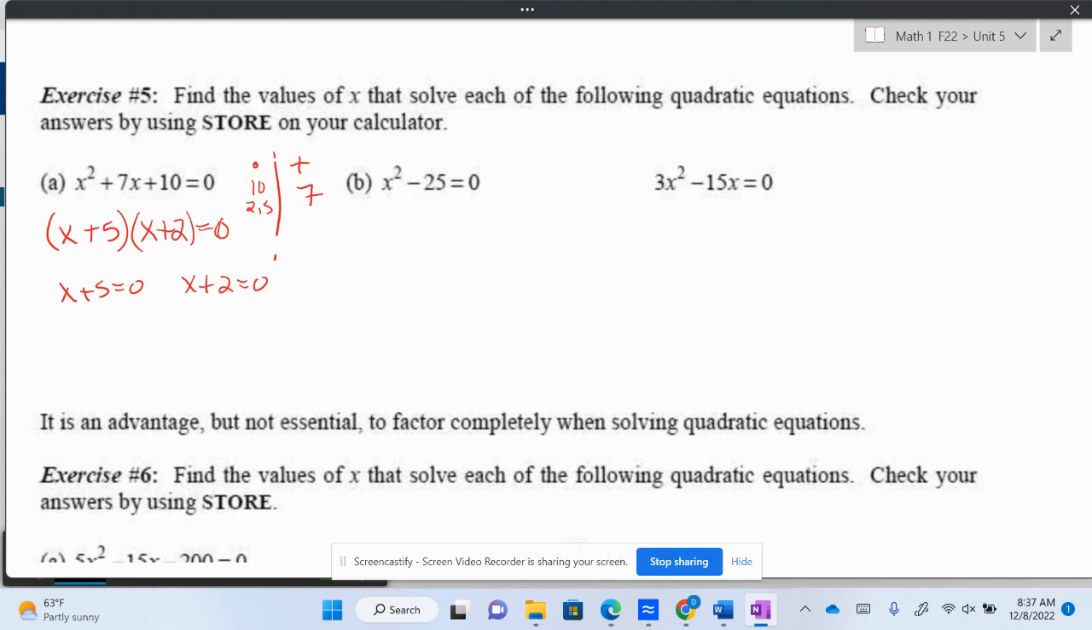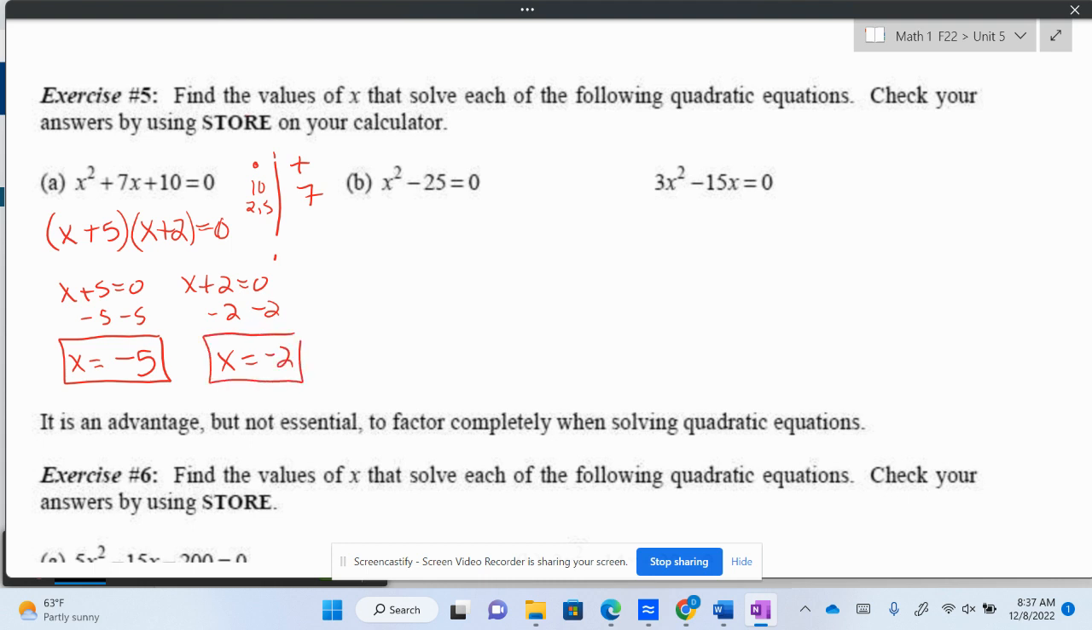So let's figure out what x is. For the first one, I'm going to subtract 5 from both sides. So that means that x equals negative 5. And for the second one, I'm going to subtract 2 from both sides, and that means that x is negative 2.